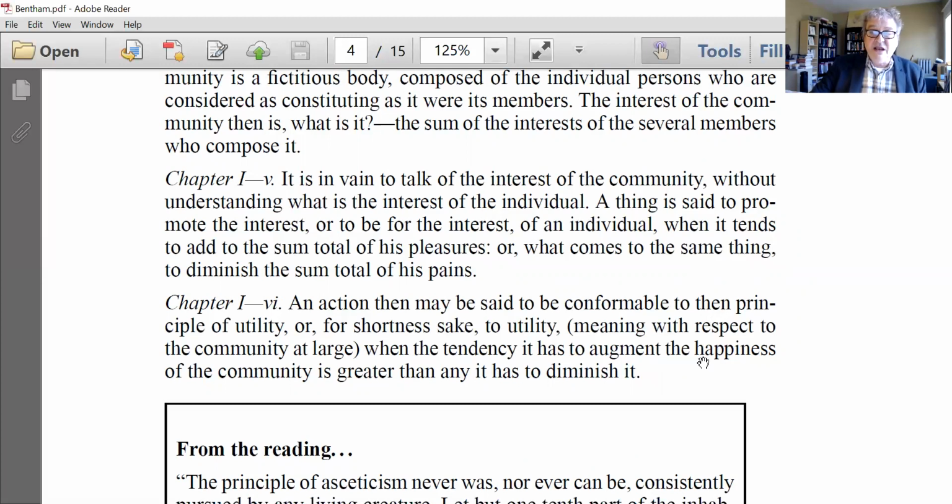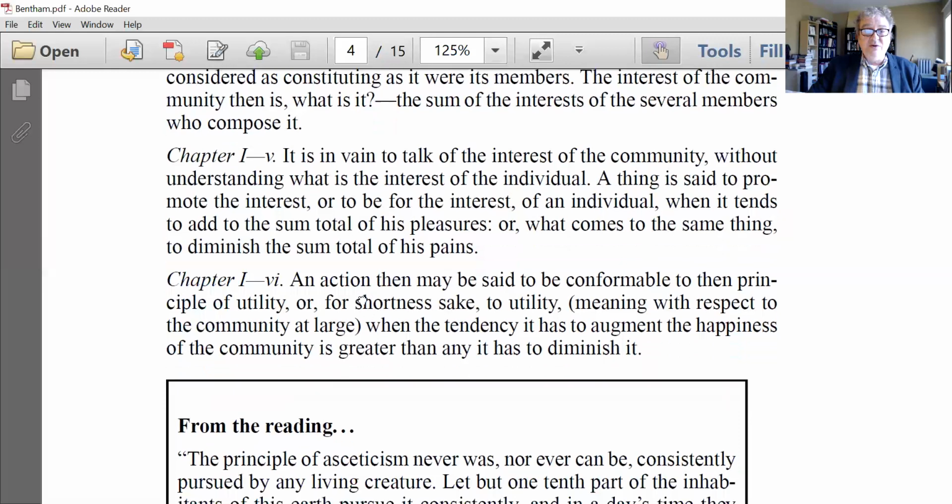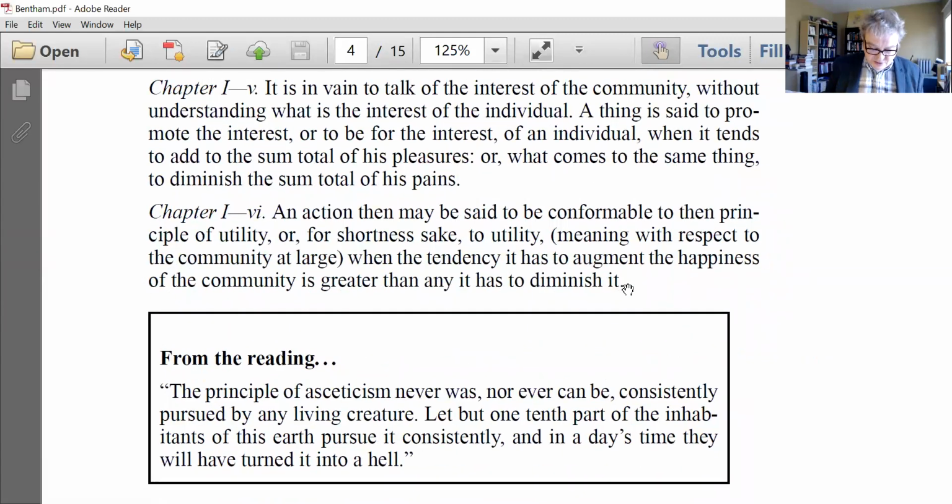When the tendency it has to augment the happiness of the community is greater than any it has to diminish it. Okay, so an action is conformable to the principle of utility when it has a tendency to increase the happiness and diminish the pain of a community.